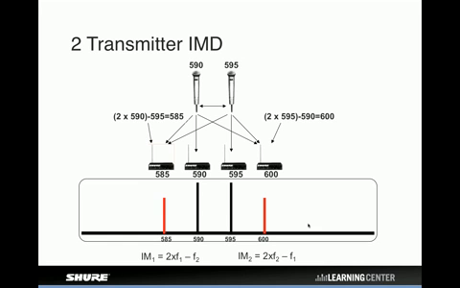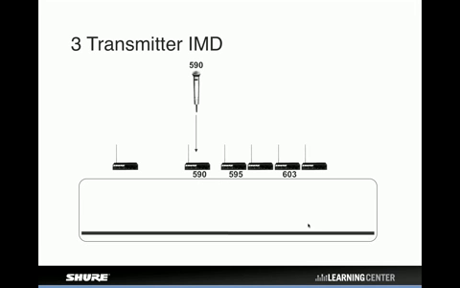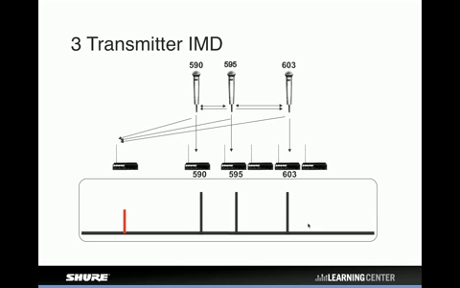So if we wanted to pick a third frequency to go along with these, we need to make sure that we not only stay far enough away from our original two frequencies, we need to stay away from those intermods first. So we could pick 603 megahertz, and that would be fine. We now have transmitters at 590, 595, and 603 megahertz. Those work well together. But all three of those transmitters interact to produce three transmitter intermodulation products.